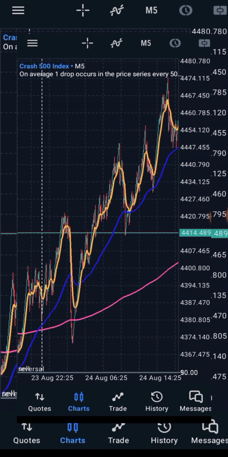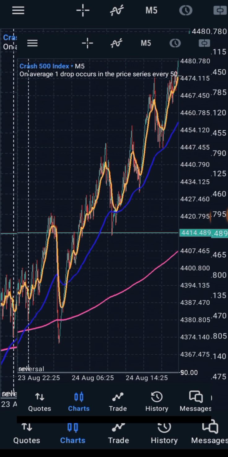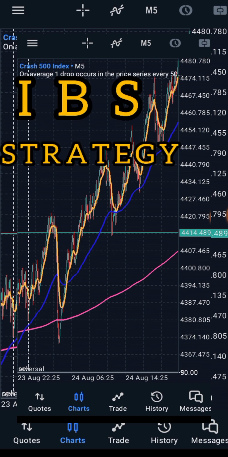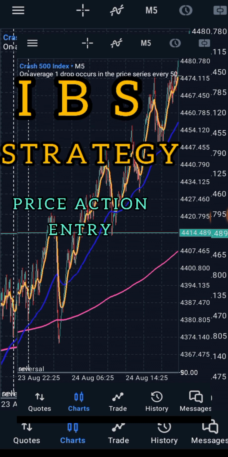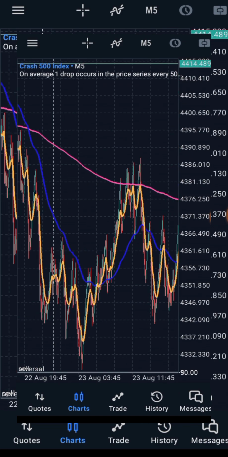And today we'll be talking about the price action entry of the IBS strategy. Remember, the IBS was one of the best strategies that I use in making a lot of money, and this is one of my top secrets I'll be exposing today, the price action entry, which I combine with the EMA10 to have a profitable trading system. I wouldn't want to make this video long.